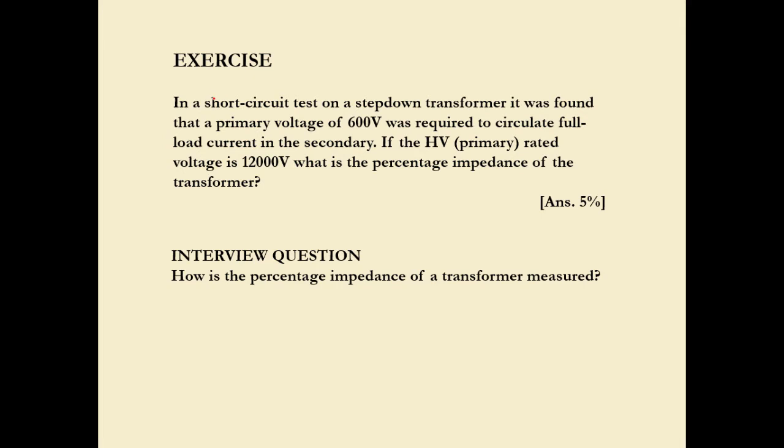So, exercise: in a short circuit test on a step-down transformer, it was found that a primary voltage of 600 volt was required to circulate full load current in the secondary. So this is what we can measure. We measured from the primary terminal, and then the primary rated voltage. So this is the measured, and this is the rated voltage. And from here, you can easily calculate the percent impedance of the transformer. The answer is 5%. So you may do it yourself.